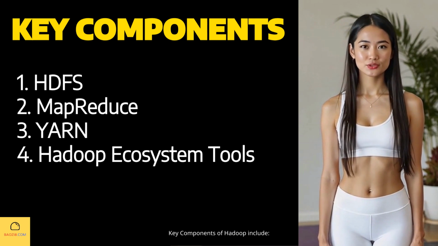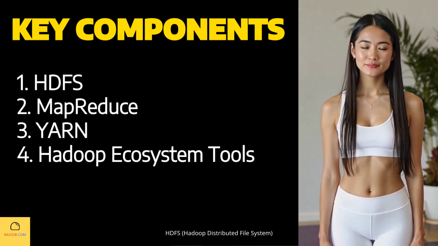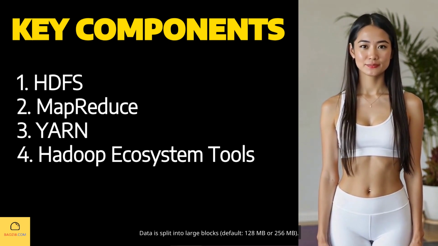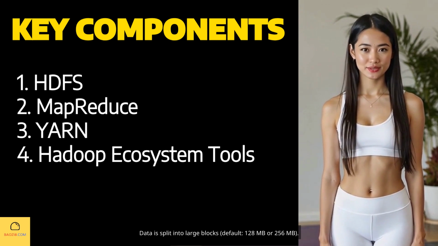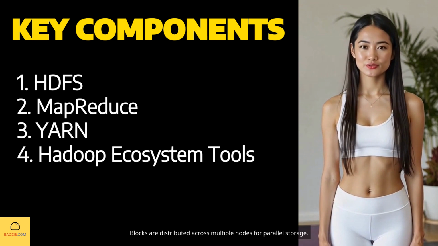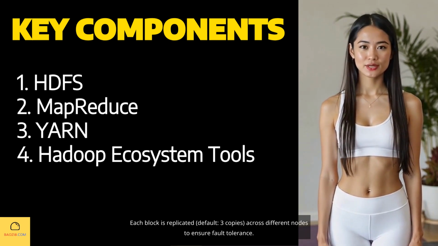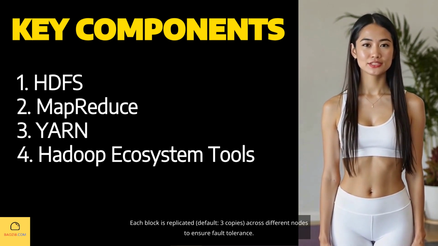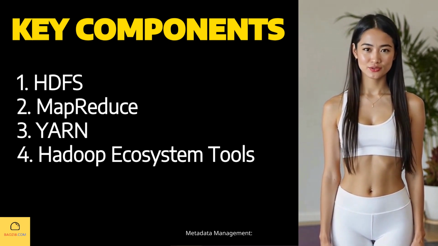Key components of Hadoop include: 1. HDFS, Hadoop Distributed File System. Purpose: a fault-tolerant and scalable storage layer. Data is split into large blocks, default 128 megabytes or 256 megabytes. Blocks are distributed across multiple nodes for parallel storage. Each block is replicated, default 3 copies across different nodes to ensure fault tolerance.